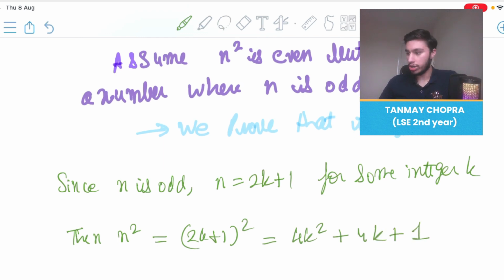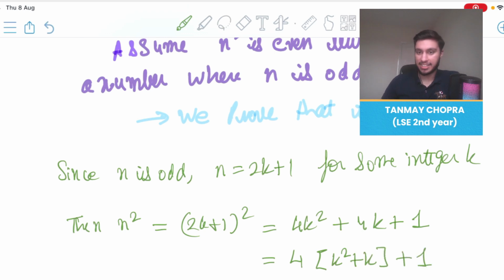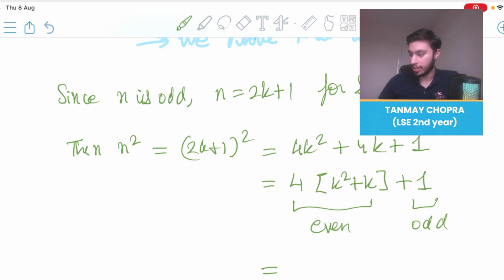Aha! Now what do we see? We see this is same as 4 times k squared plus k, plus 1. And since this is a multiple of 4 and therefore a multiple of 2, this is even, this is odd. And what is even plus odd? That is, let's say 3 plus 2, is also odd, right? So this is an odd number, some odd number.